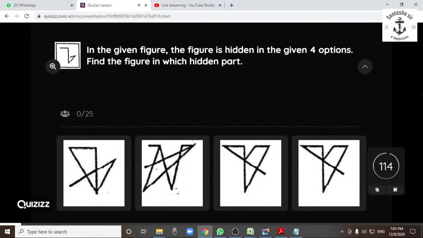Okay, the given figure is hidden in the given 4 options. Find the figure in which the part is hidden. The given image, you need to see where it is hidden in the given options. You have 90 seconds more. We have 26 participants here, but once everybody finishes the answering part, then we will be all done. We can move to the next question.